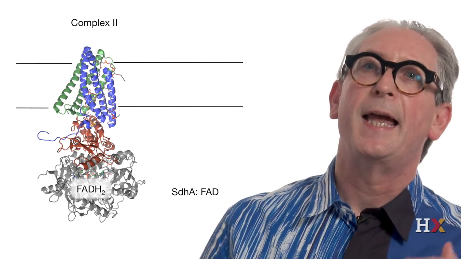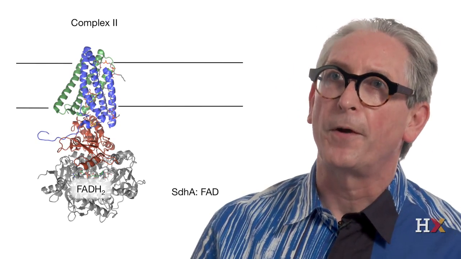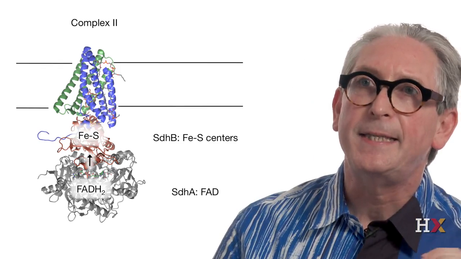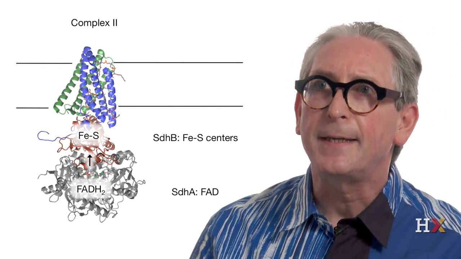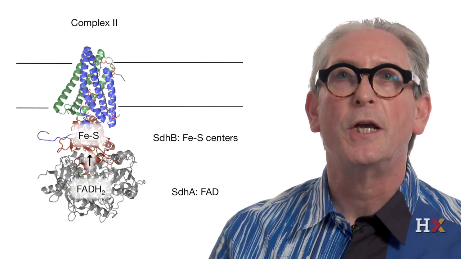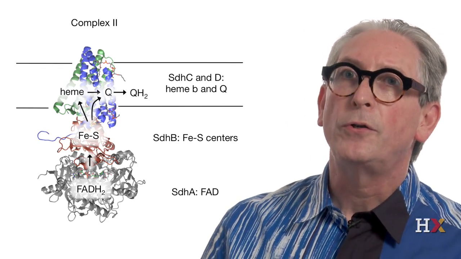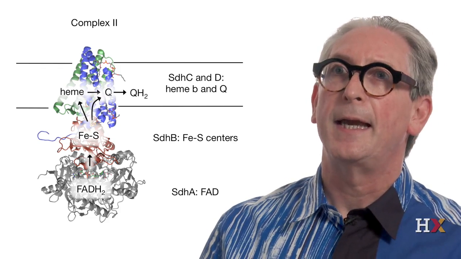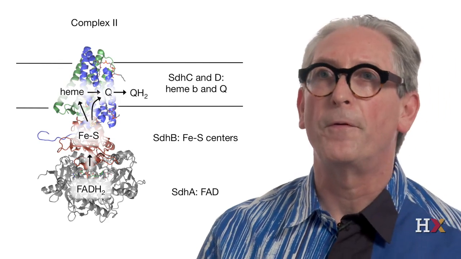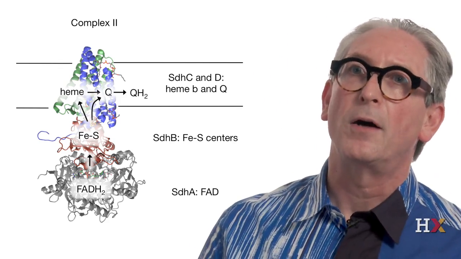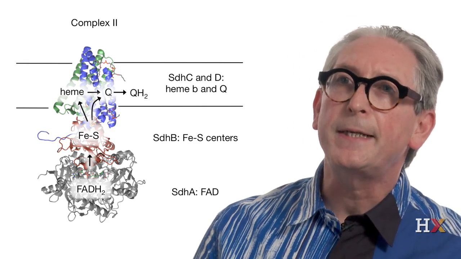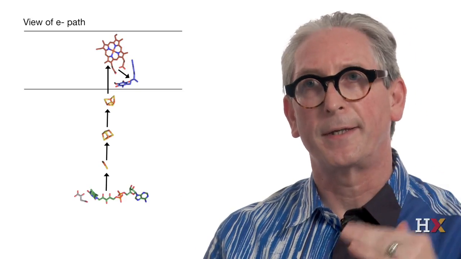FADH2, which is bound to the SDH-A subunit, will transfer its electrons to a series of iron-sulfur centers contained in the SDH-B subunit, and then these electrons will be transferred either directly to coenzyme Q, which is attached to SDH-D, or to a heme, which is contained in SDH-C, and then to coenzyme Q. And then the 2 protons of FADH2 that are released during the oxidation of FADH2 will react with coenzyme Q to form ubiquinol.